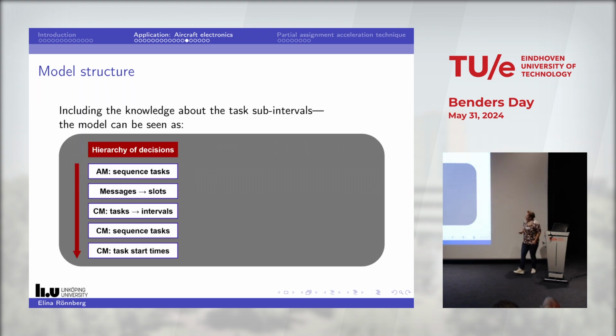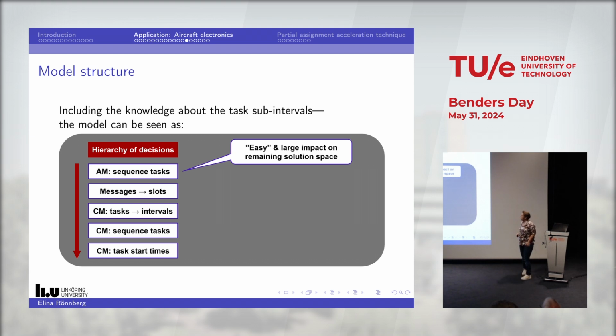So in this model, we have a hierarchy of decisions. I haven't talked much about the application modules, but these are the ones with the huge tasks. So these are really strategic decisions that make a huge impact on the solution space. So you always need to allow yourself to change these decisions.